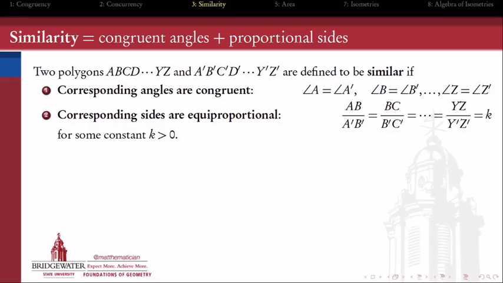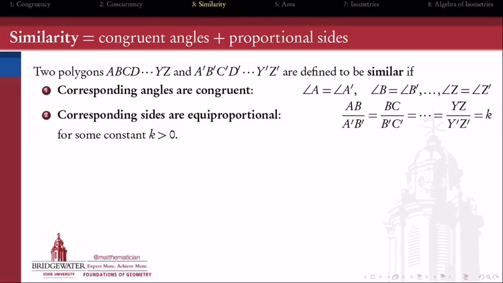It requires that the angles of our polygons be congruent to one another. So the corresponding angles have to have exactly the same measure as one another. And it also independently requires that the corresponding sides of those polygons stand in equal proportion to one another.